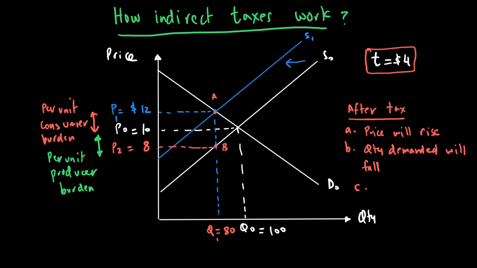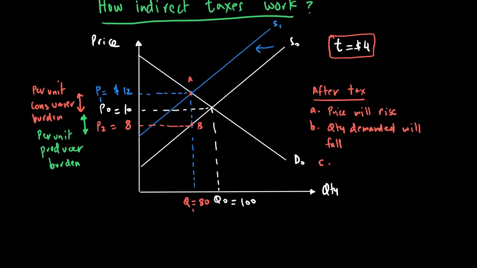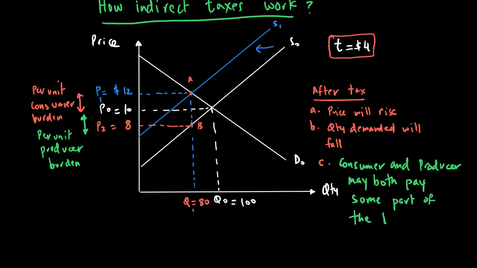Let's see one more thing. So the C part that I want to write is that, first, the price will rise, we know this, to 12. Quantity will fall, we know this, from 100 to 80. C is that the consumer and producer may both pay some part of the tax. So some part of the tax is being paid by the consumer, another part is being paid by the producer.